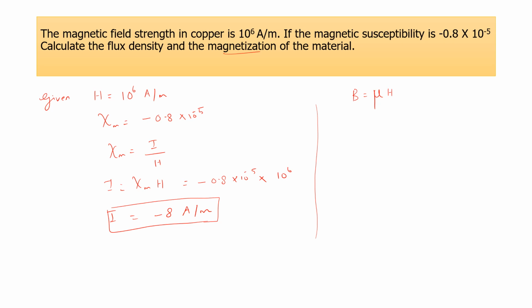So you know the formula for mu r, relative permeability, as mu r is equal to 1 plus chi-m. Correct? So 1 minus 8... Is the answer correct? It is 0.8 into 10 power 1. So 8 ampere per meter is correct.